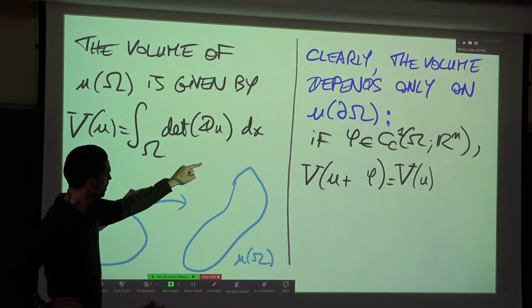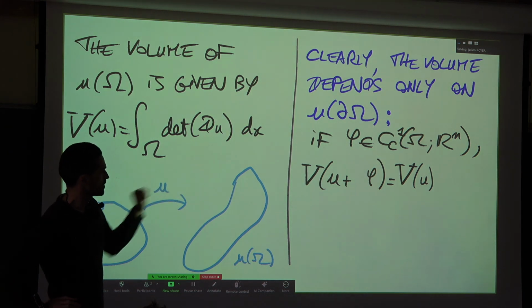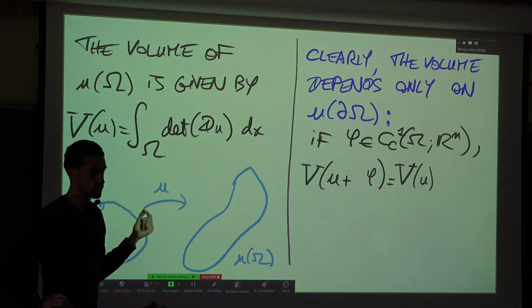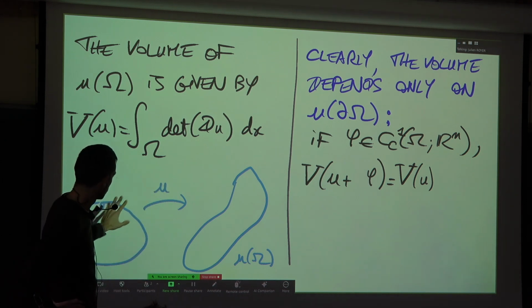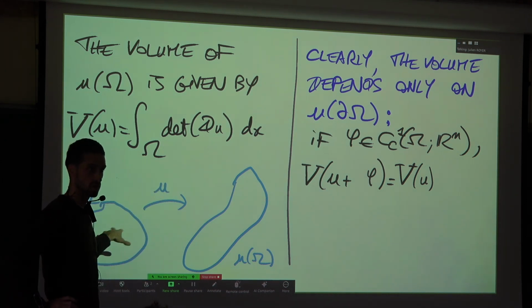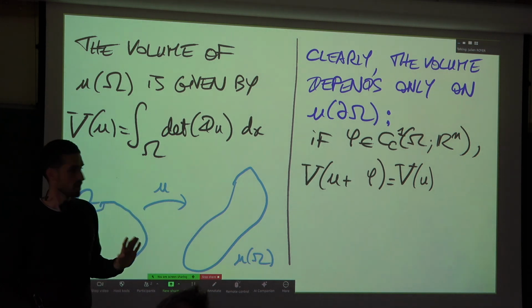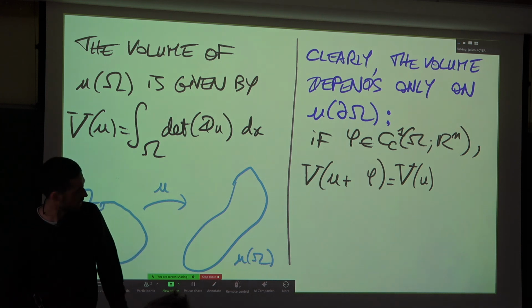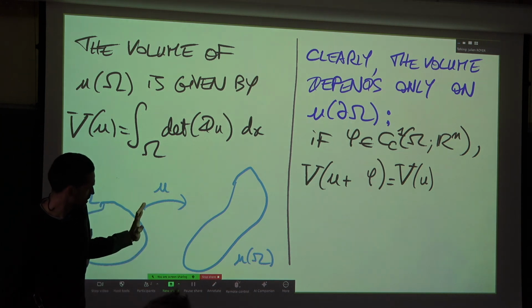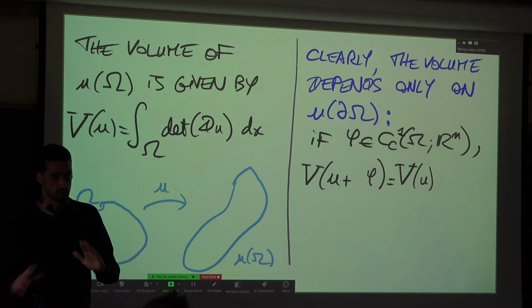This is what I write here. If I take another function which also takes values in R^n, so I can add it to U, but is 0 at the boundary of omega, then I'm not changing the boundary of U, so I'm not changing the size of the volume. You have to believe me, it's actually a short calculation to prove it, but for now, let's rely on the physical intuition that the volume just depends on what's on the boundary of it.